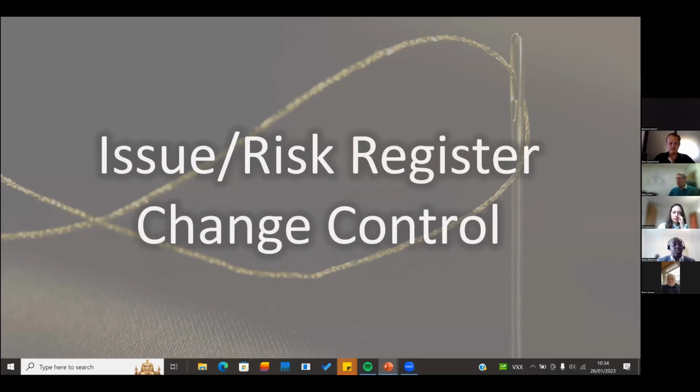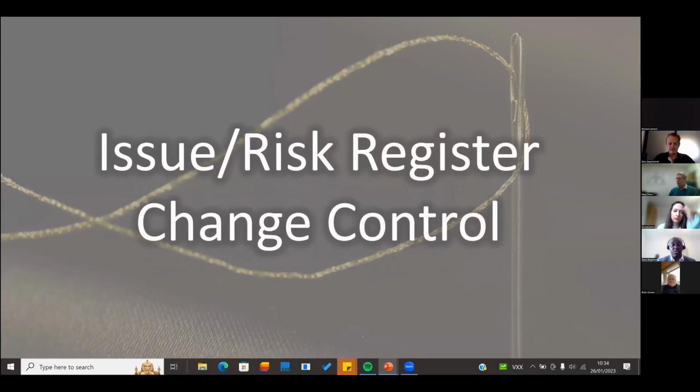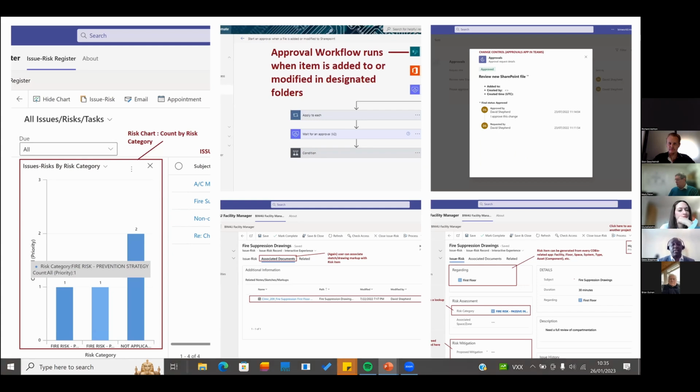In terms of issue and risk register and change control, this is quite key. Some people will associate this with ISO 19650-6 because that's also associated with health and safety. But what we've done here is to essentially implement a Power App, which allows you to then establish the risk register. There's an approval workflow so that any changes require approval before they can actually be implemented.